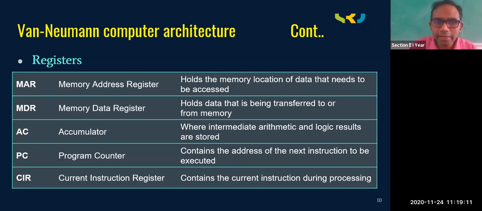Next one, Memory Data Register. It holds the data that is being transferred to or from memory. Now data is moved. Where it is moved, MAR holds that address. What data has to be moved? 10, 20, 30. The values are held in MDR. MDR is a register. Now, I want to perform addition. When you perform addition or subtraction or division or multiplication, the intermediate result will be there.